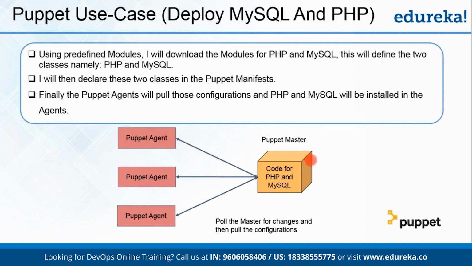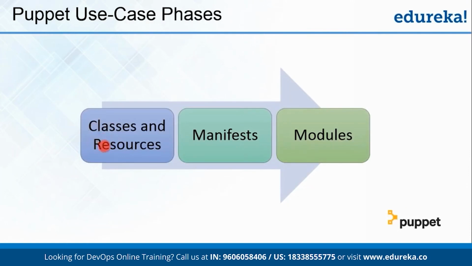As you can see, there will be code for PHP and MySQL, and from the Puppet master it will be deployed onto the nodes or the Puppet agents. Fine, so we'll move forward and see the various phases in which we'll be implementing the use case. First we'll define classes. Classes are nothing but a collection of various resources. How will we do that? With the help of modules. We'll download a module from the Puppet Forge that defines two classes, as I've told you, PHP and MySQL, and then I'm going to declare that class in the manifest and finally deploy that onto the nodes.